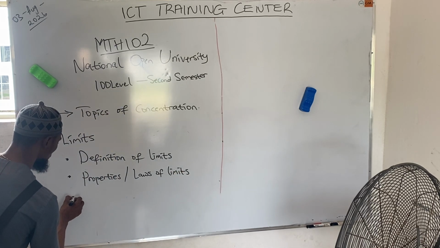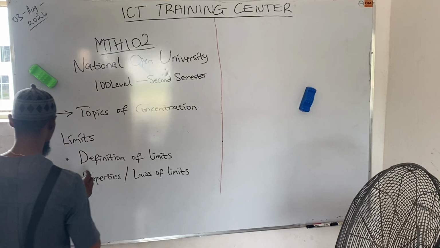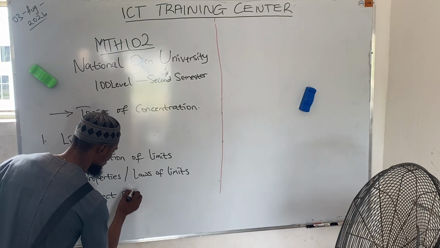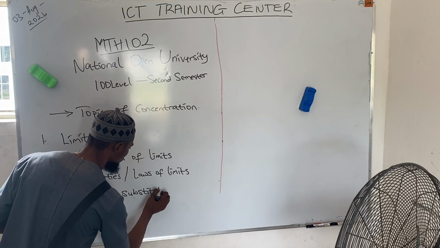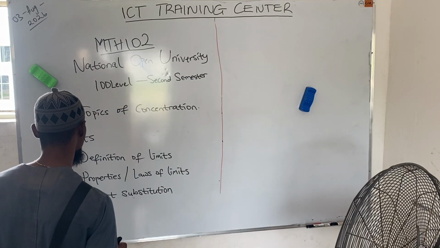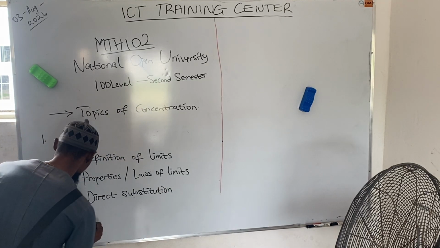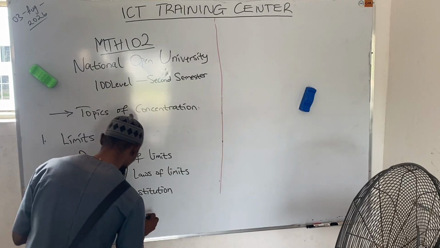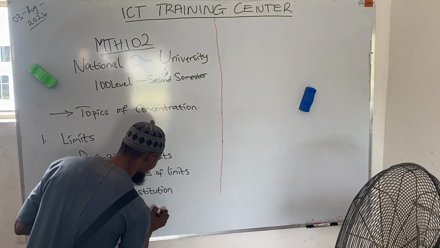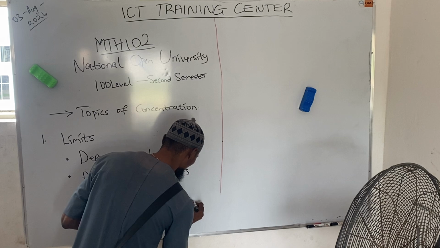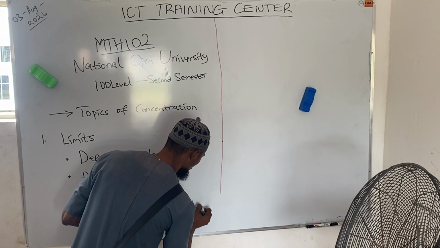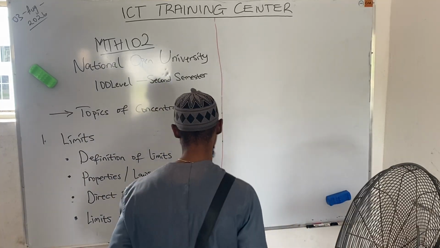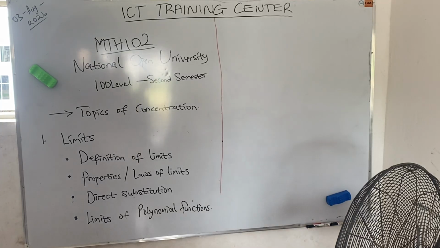Alright, then the next one we're going to be talking about, so I'm trying to use a bullet point, is direct substitution. Okay, and the next one underneath it is limits of polynomial functions. Okay. All right. So let me check something. I hope you guys understand what is going on.